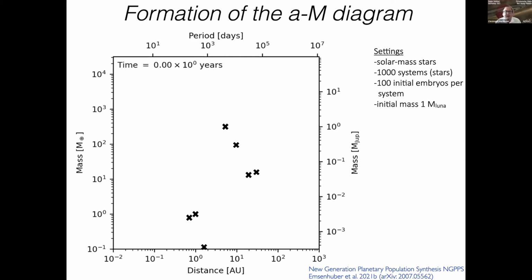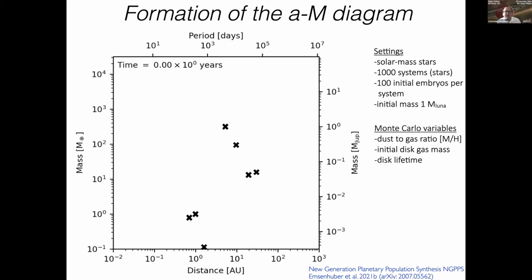And what we are looking at now is the formation of the mass distance diagram. So we start now at t equals 0. We have the time here, we have mass and distance or period, and we look at the formation around solar mass stars. And we do that for 1,000 systems, 1,000 stars, and each of the systems initially contains 100 embryos which have a lunar mass, about 1% of the Earth's mass. And then we vary in a Monte Carlo way the dust to gas ratio, so how many solids we have, the initial gas mass, and the disk lifetime. And then you're going to see now how all these planets grow.